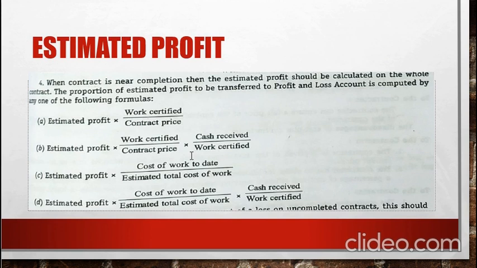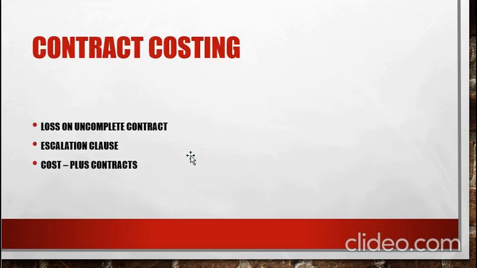C, estimated profit × cost of work to date / estimated total cost of the work. D, estimated profit × cost of work to date / estimated total cost of the work × cash received / work certified. So these are the formulas I will be explaining when we are solving the problem, and how these formulas will work out. So please don't get confused by looking at the formulas. It is very simple when you're solving the problems.